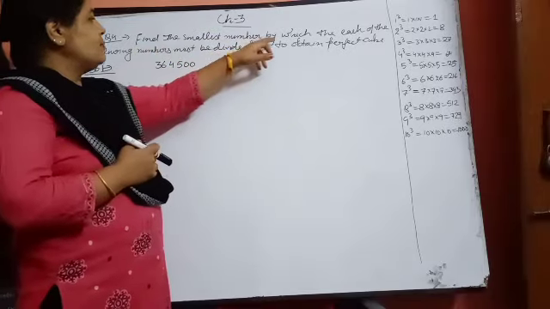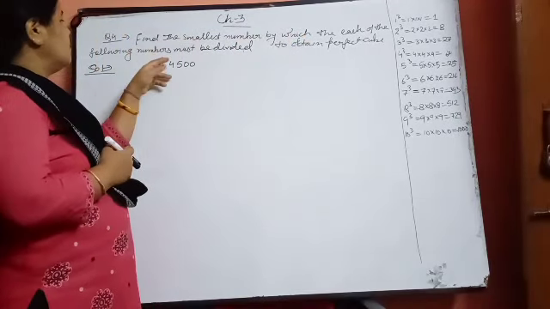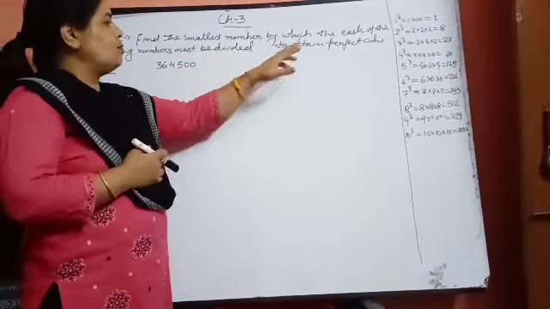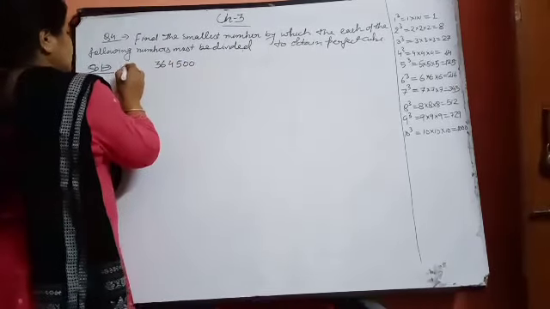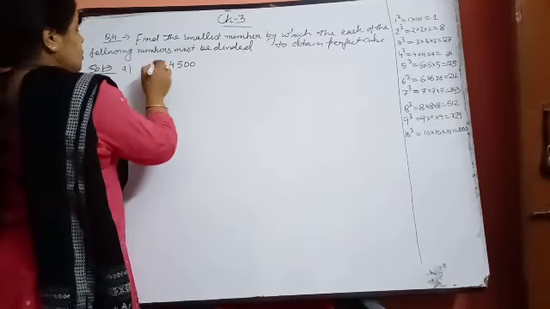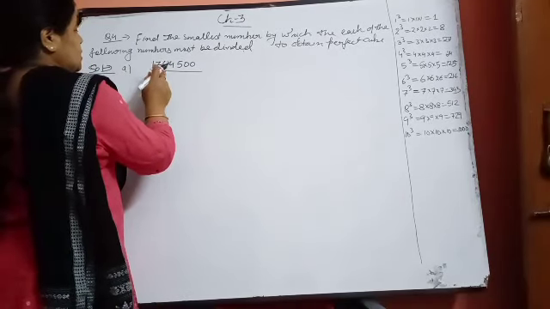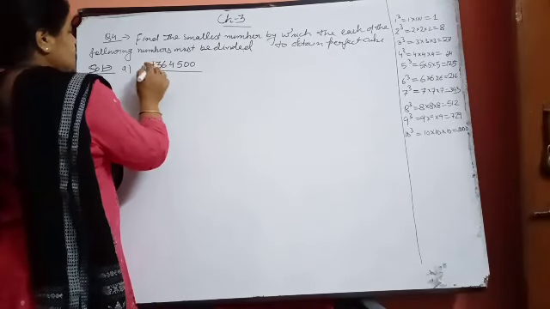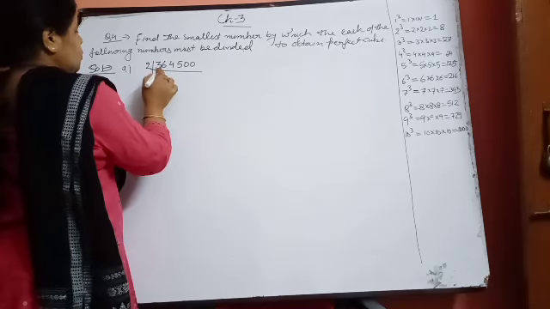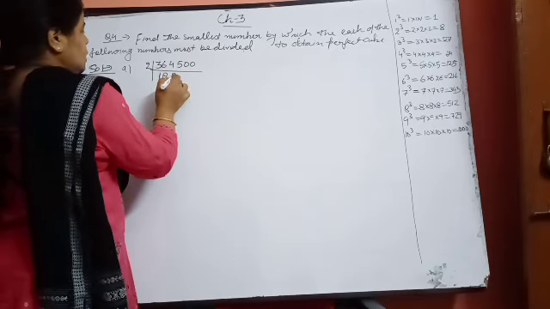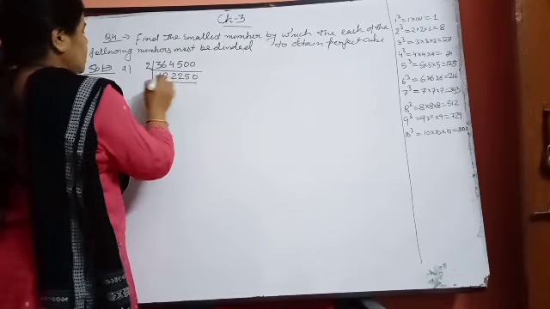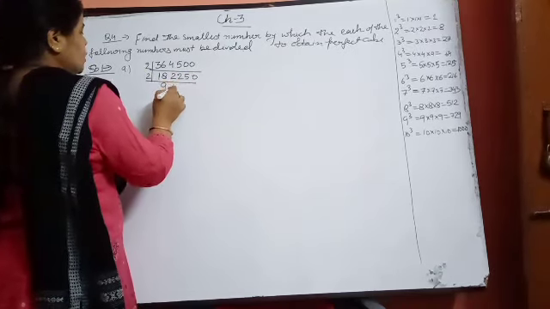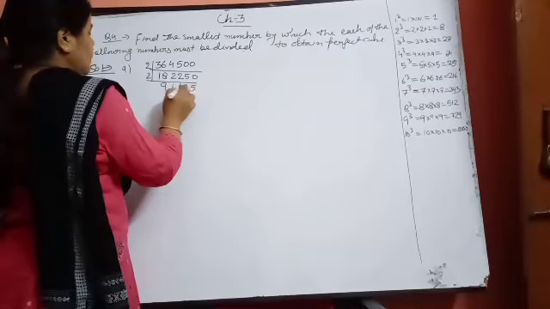Find the smallest number by which each of the following numbers must be divided to obtain a perfect cube. Part A is 364500. You will do the prime factorization of this. Start from 2. 2 ones are 2, 2 eights are 16, 2 twos are 4, 2 twos are 4, 2 fives are 10 and 0. Again by 2.